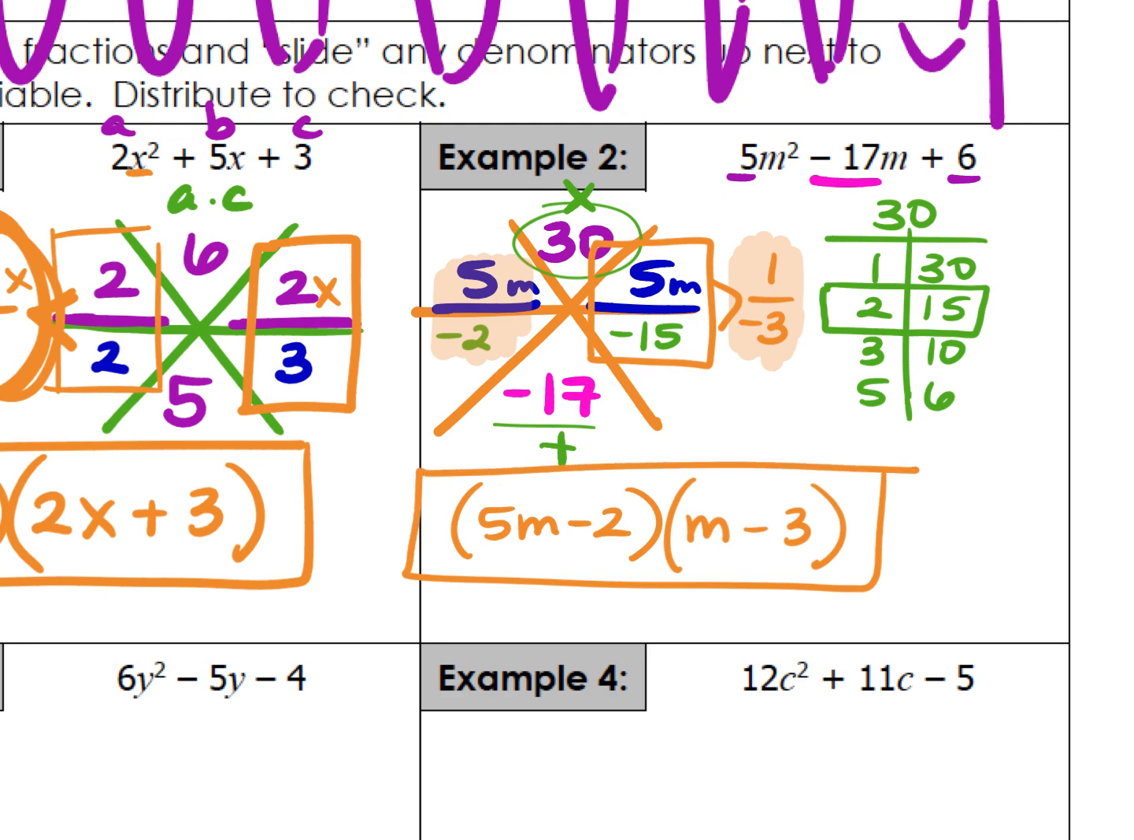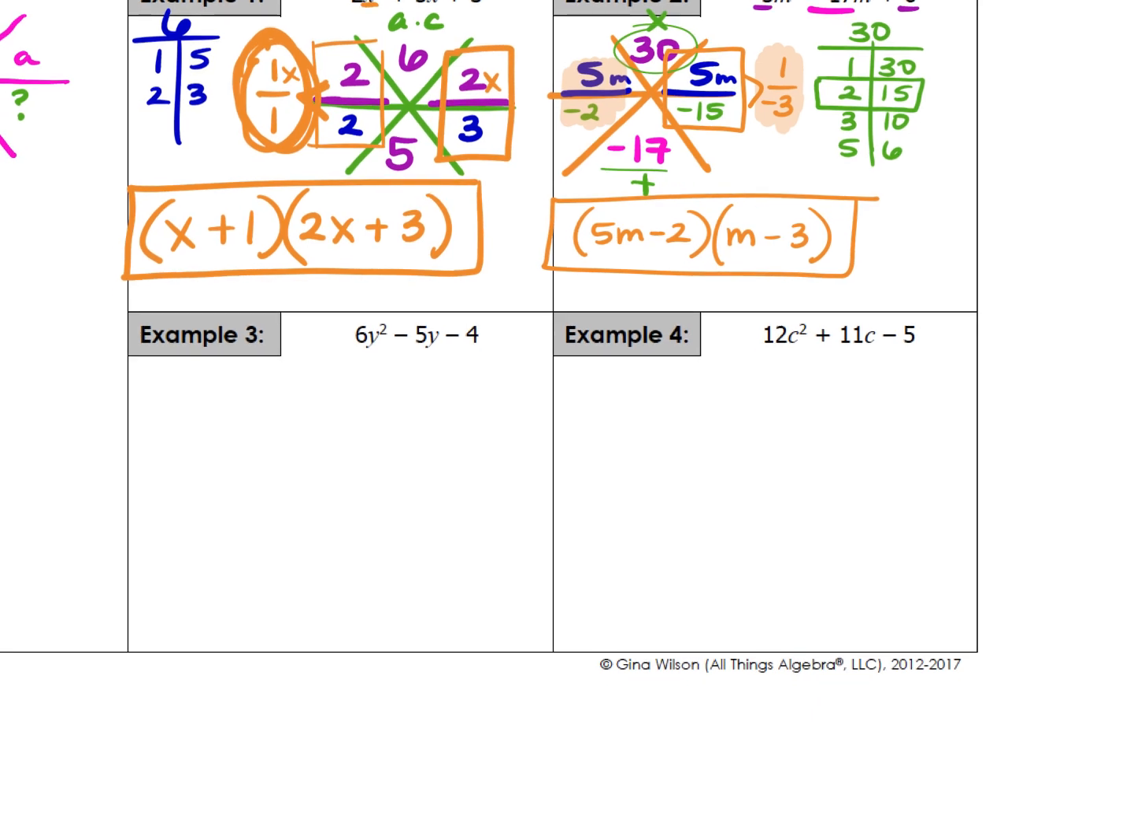Okay? I want you to try number 3 and number 4. Set up your star, put things where they belong, and see if you can figure out what that's supposed to be.